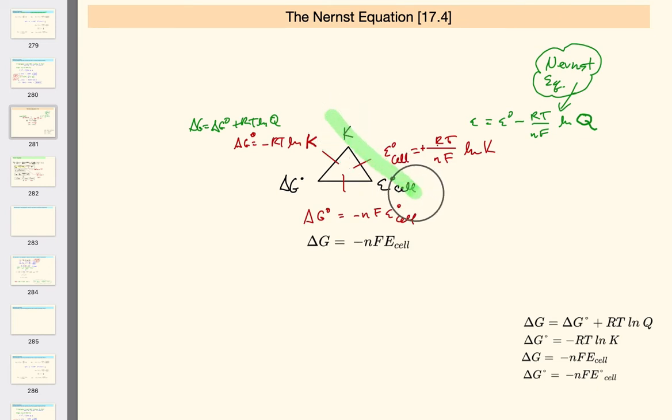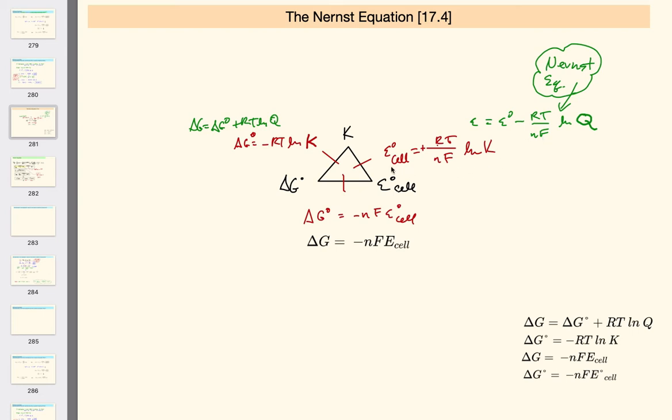Next, I want to look at the relationship between K and E cell, and that is the Nernst equation. The longer version you see is the equation there in green. The potential for any cell is equal to the potential for the cell in standard state, and then a correction factor term for non-equilibrium conditions.